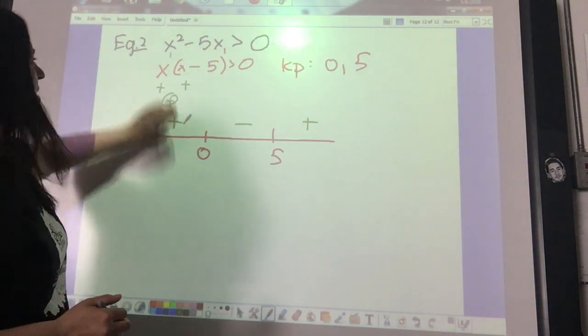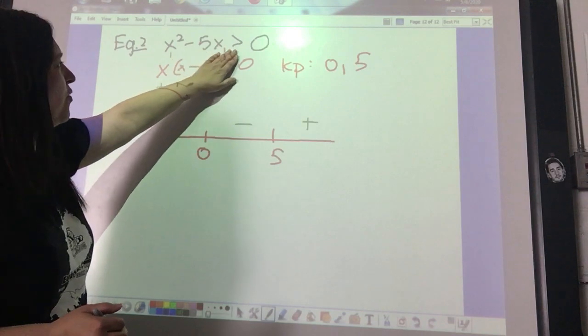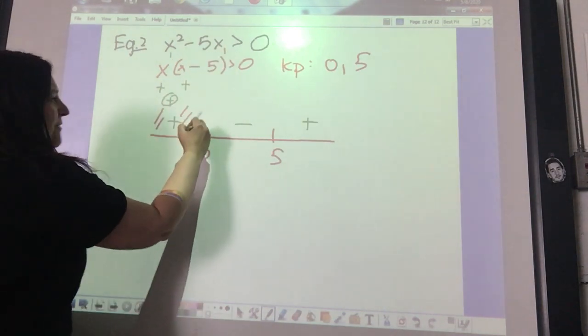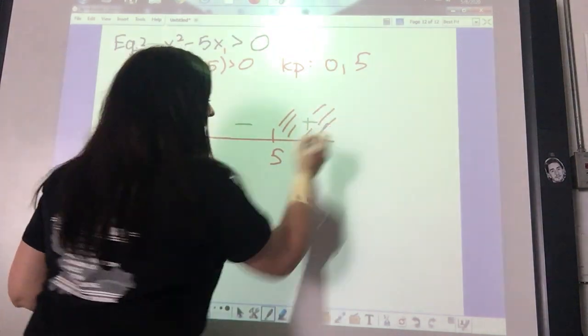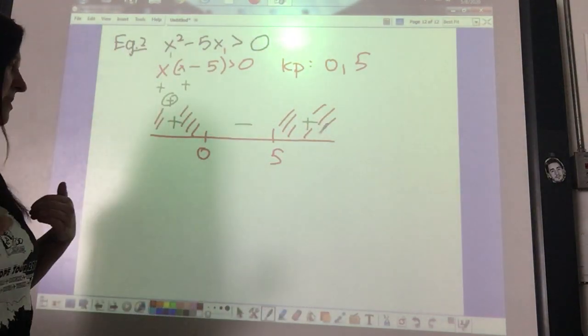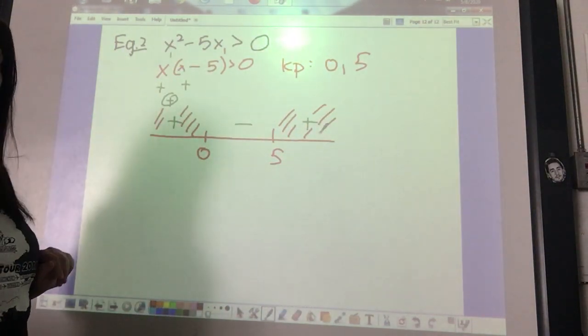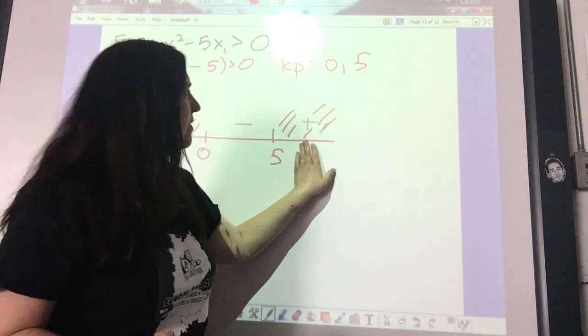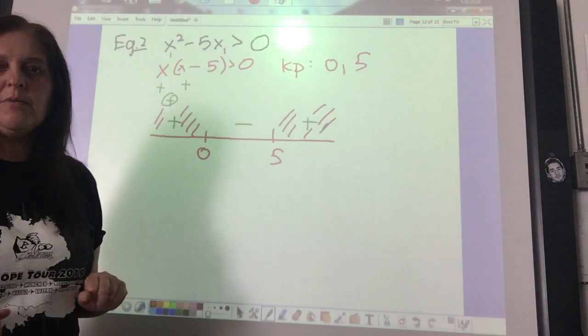Okay, now which regions do I want? I want where this is greater than 0, so I'm looking for the positive regions. Again, you don't have to shade. It's not like you're shading in the other diagram where you have to. I personally do that just so I can visualize what's going on here. So basically, any number in this region or this region would make that inequality positive.